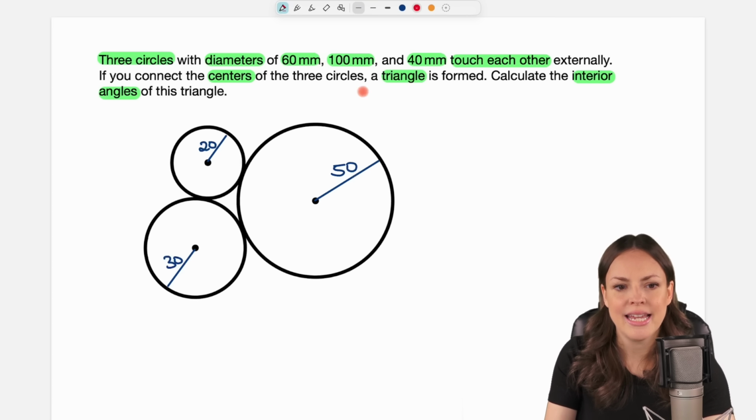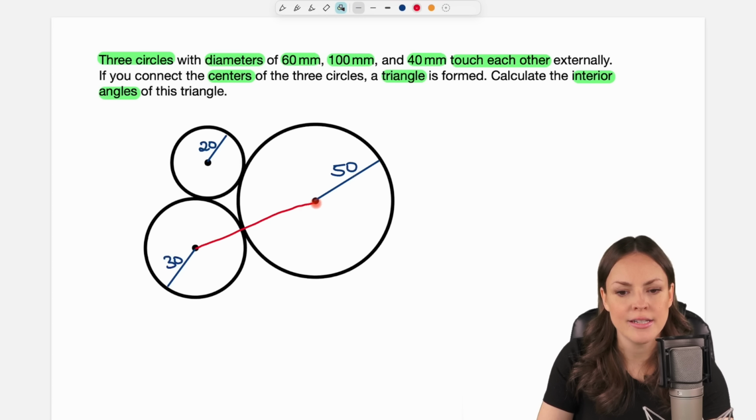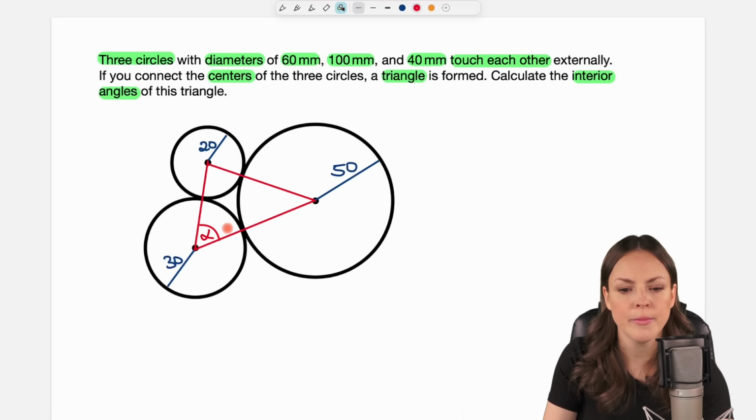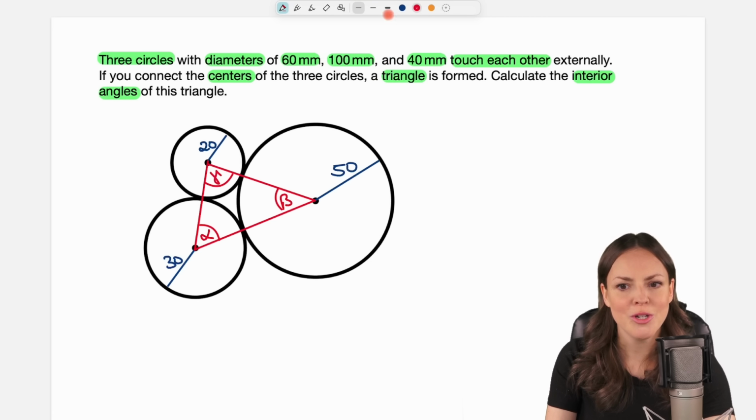Then they tell us if you connect the centers of the 3 circles, a triangle is formed. So let's connect the centers here, here, and here, and then we get this triangle, and we have to find the interior angles of this triangle. So if I call this angle here alpha, this one beta, and this last one gamma, then we have to find these 3 angles. Okay, so what do we know about our triangle?